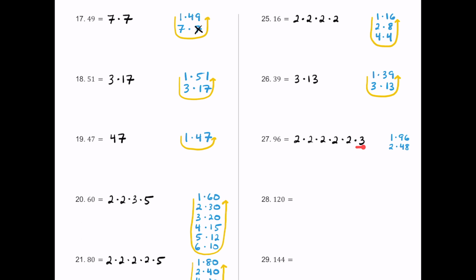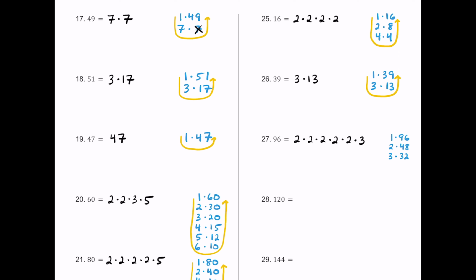I do see a 3 on the list, so there's the 3, then combine the rest of these. So 2 times 2 is 4, times 2 is 8, times 2 is 16, times 2 is 32. So we know 3 times 32 is also equal to 96.